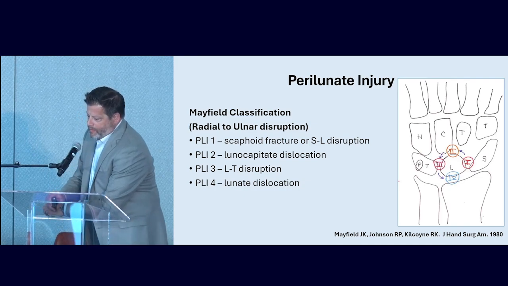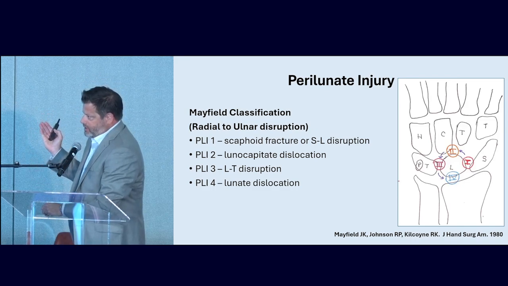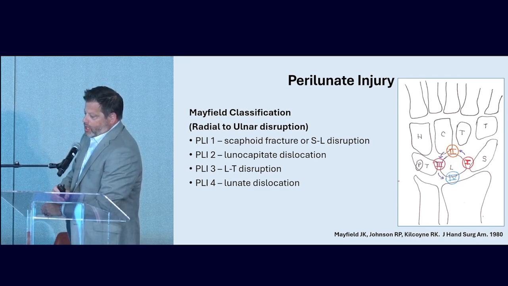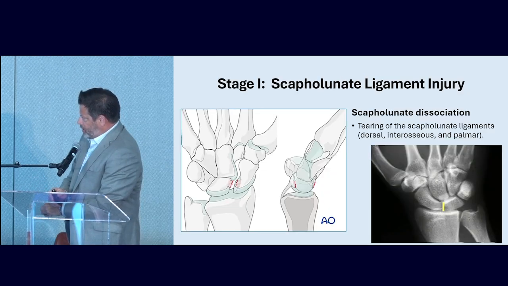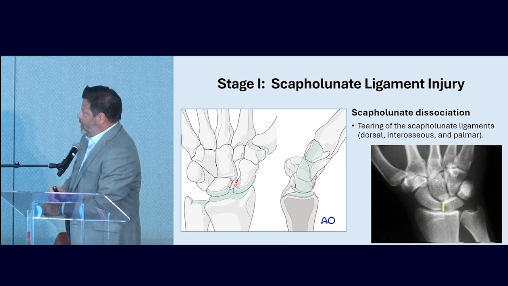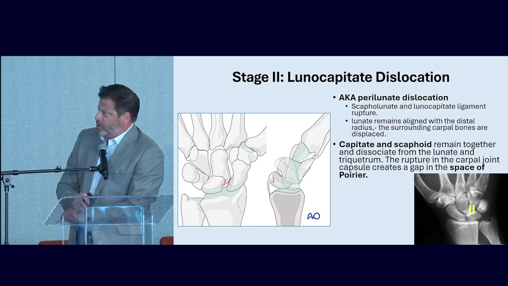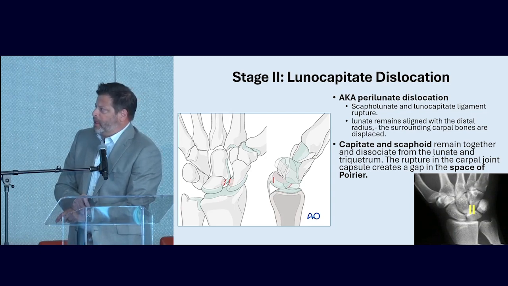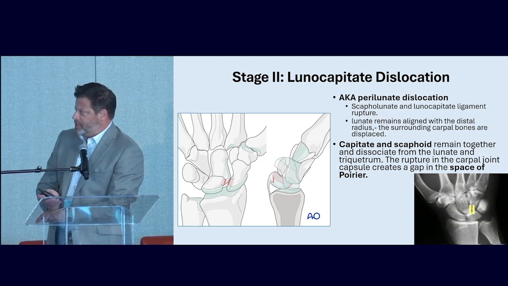I think we've all heard of the Mayfield classification. If you think about how this injury happens, as the injury goes from radial to ulnar, you have a variety of injuries as Mayfield classified here. Stage 1 is a straight scapholunate ligament injury where there's a scapholunate dislocation, as you can see here. Stage 2, the lunocapitate dislocation, which is also known as our perilunate dislocation, is where the scapholunate and lunocapitate ligaments rupture. The lunate in this case remains aligned with the distal radius, and the surrounding carpal bones are displaced.